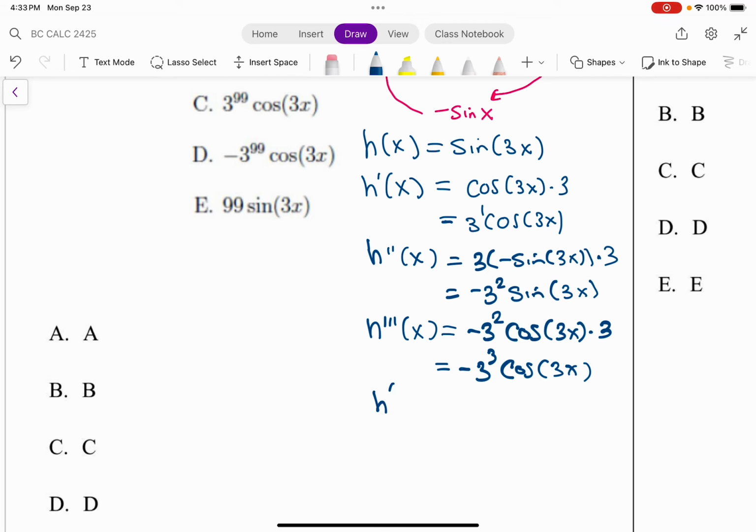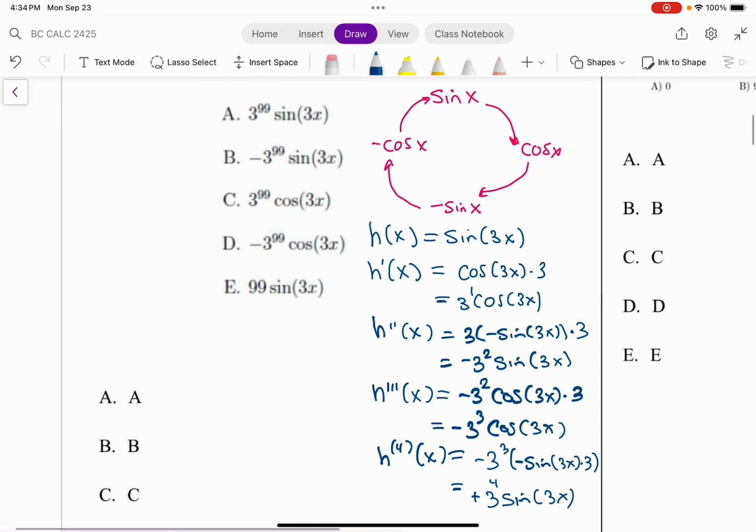Let's do one more. So negative 3 cubed. The derivative of cosine is negative sine of 3x, and then times another 3 by the chain rule. So I get negative 3 to the 4th. No, I get positive 3 to the 4th because the two negatives will cancel. Sine of 3x. All right, so let's take a look at some patterns here.